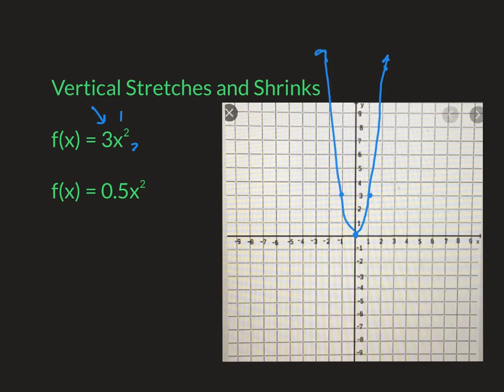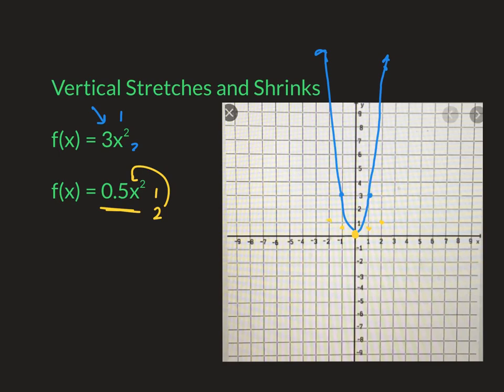Now, the second one I have on here has a 0.5 in the front, or 1/2 in the front. That's going to be a vertical shrink, which is going to make it fat. It's going to squish it down. So here's what's going to happen on that one. Start at 0, 0. Think about putting 1 in there. 1 squared is 1 times 0.5 is a half. So I'm going to go to 1, 1/2. Same thing over here. If I put in 2, 2 squared is 4. 4 times a half is 2. So if I put in 2, I actually get 2.